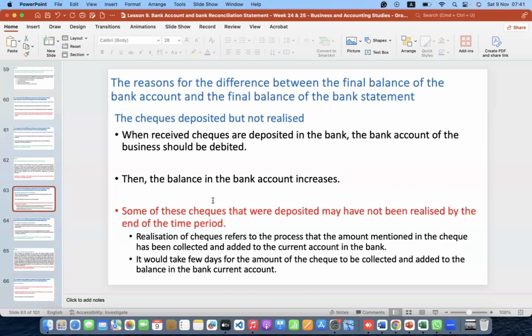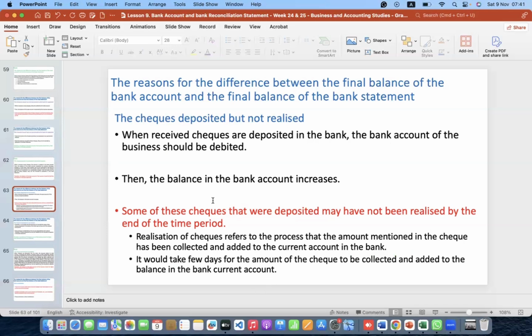What is happening here? Now let's say earlier we learned where we issue a check. The business owner issues a check, but it is not presented to the bank. Here the other way is happening. I have received a check, so I go to the bank and I deposit it. However, what happens is when I deposit a check, it takes a certain period of time to realize it.